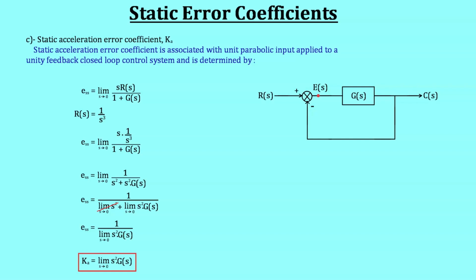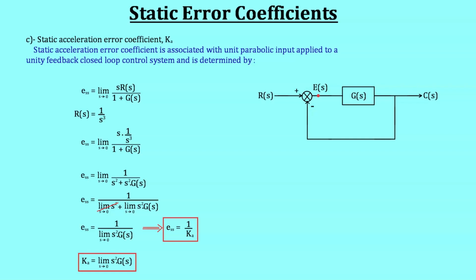Static acceleration error coefficient is nothing but the denominator of this expression, which is limiting value when s tends to 0 of the expression s square multiplied by the Laplace transform of the feed forward function. Steady state value can also be written in terms of static acceleration error coefficient, which will come out to be equal to 1 divided by static acceleration error coefficient.